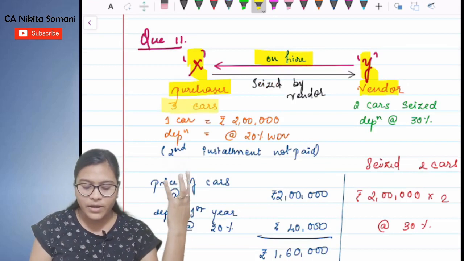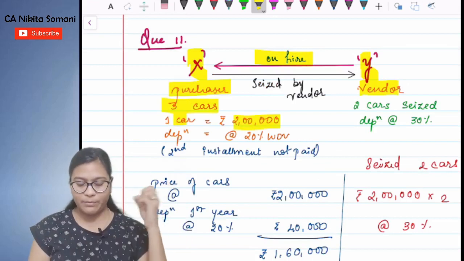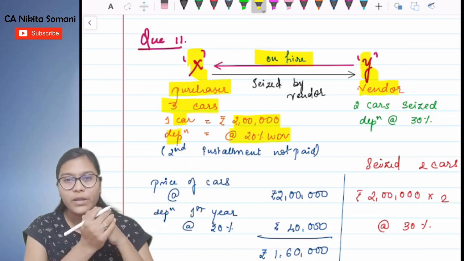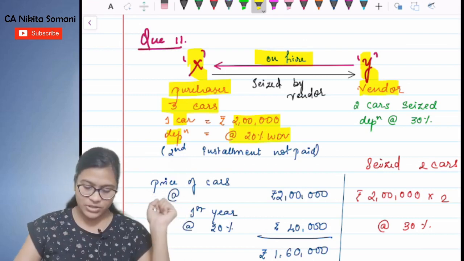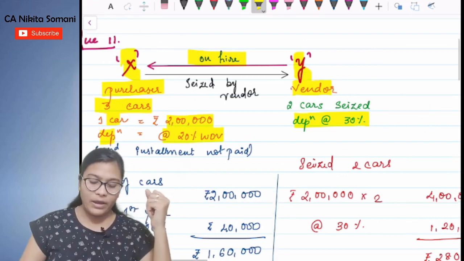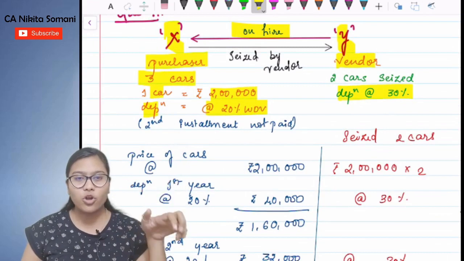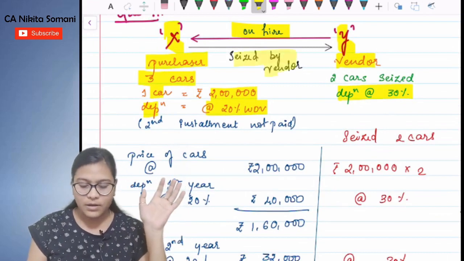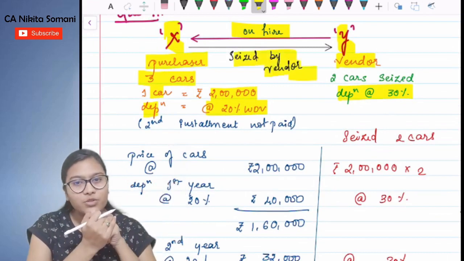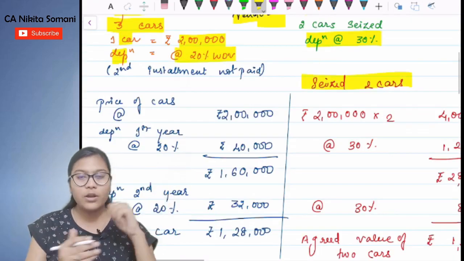How many cars were given on hire? 3 cars. One car costs rupees 2 lakh. Depreciation is charged at the rate of 20% by the purchaser and 30% WDV by the vendor. Because the hire purchaser did not pay the second installment of the hire purchase, the cars were seized. How many cars were seized? 2 cars were seized.